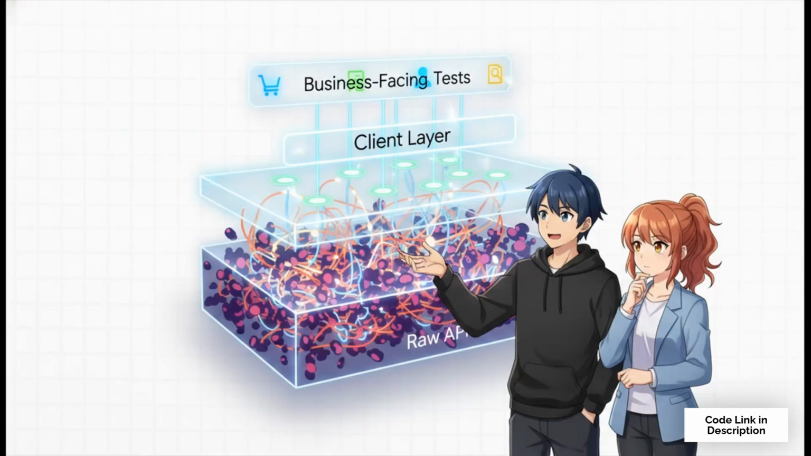So what's the fix? We're going to create a dedicated layer of abstraction, which we'll call a client layer. Now, if you have any experience with application development, this will feel very familiar. You can think of it as a service layer, but for our tests. It's where all our API logic will live, all neatly organized and totally separate from our test steps.